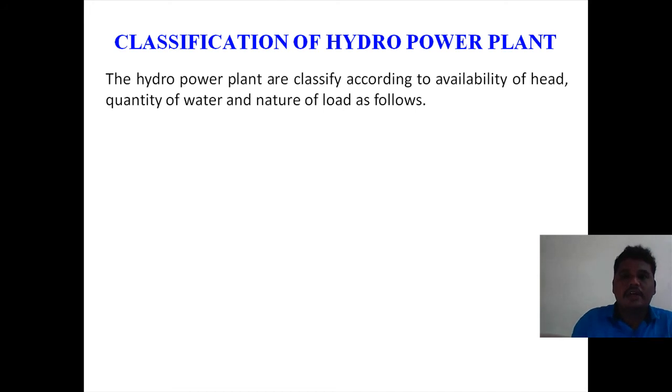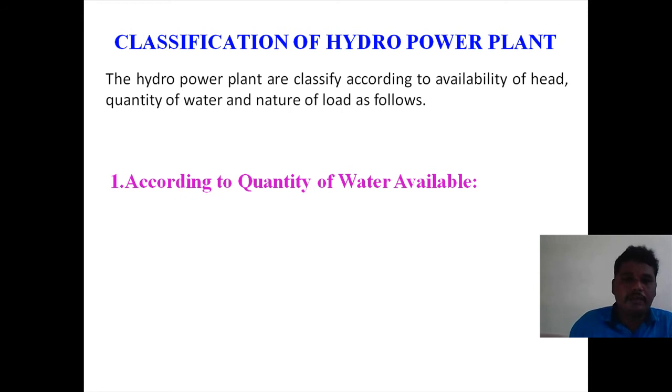Hydropower plants are classified according to availability of head, quantity of water, and nature of load. Based on these, they are classified by the available head, the available quantity of water, and maybe the nature of load, meaning what type of load it is.